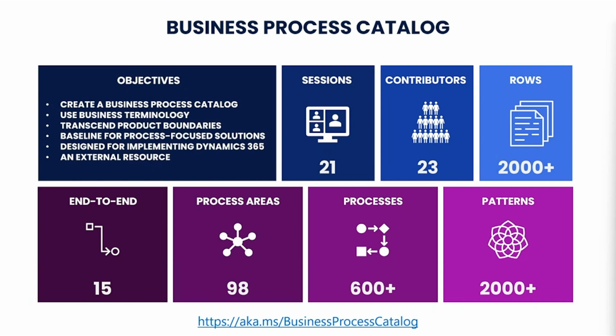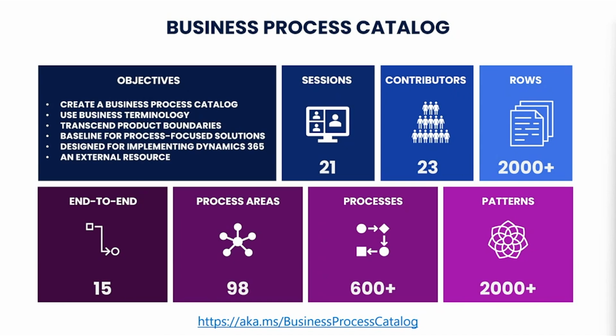It's the December version, and we have 15 end-to-end processes that we've identified, and we've divided those 15 end-to-end processes down into 98 different process areas. Those process areas then break down into more than 600, nearly 700 individual processes and more than 2,000 patterns. And sometimes you'll hear us use different terms for patterns. Sometimes we might use the term pattern, and sometimes we might use the term use case or user story. They're kind of used interchangeably. So just good terminology to be aware of.